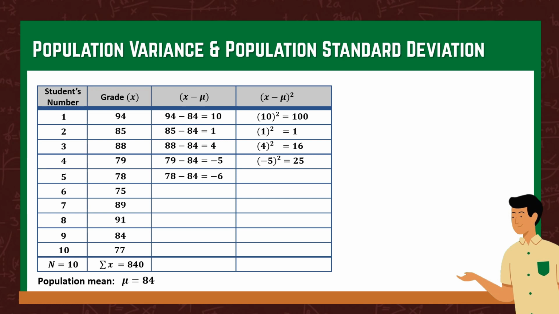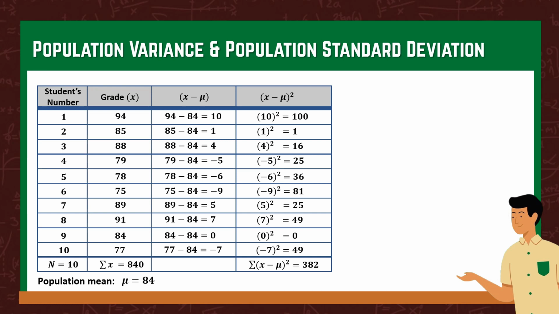Then 78 minus 84 is negative 6, negative 6 squared is 36. We're going to repeat the same process for the rest of the data, and we will have these answers. After that, we're going to get the sum of all values in the last column, and the sum is 382. So we can now compute for the population variance, and the formula is, then let's substitute the values.